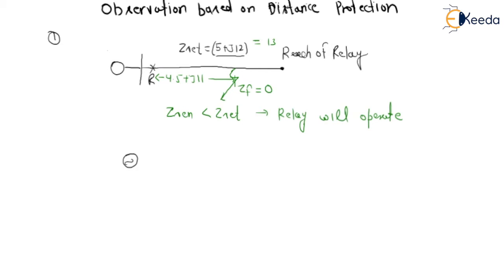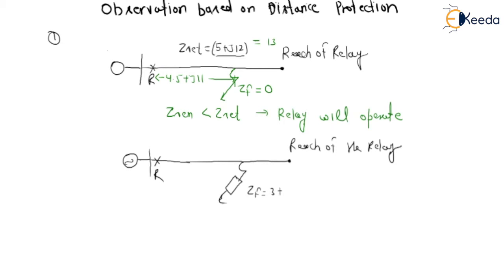So I am making a different diagram for better understanding. This is the same as before. This is our reach of the relay, this is relay R and this is the fault point. Now this time, we know that fault impedance basically has resistance. So ZF is, let us assume, 3 plus j0, and the impedance from here to here is 4.5 plus j11. Now the question comes to our mind: will the relay operate or not?